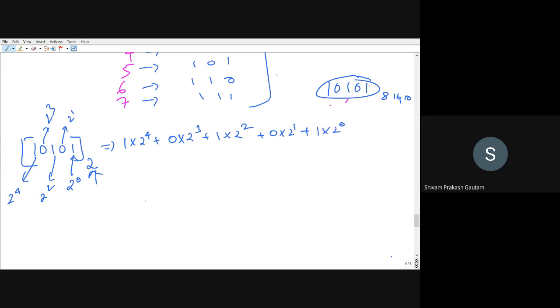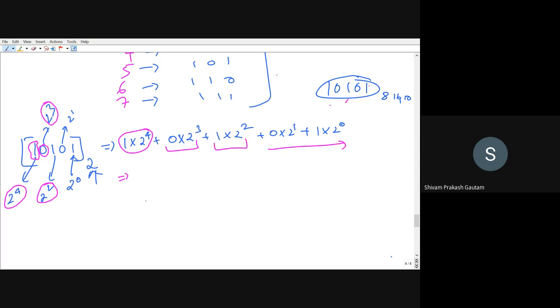So I have bifurcated this binary number. You can see this is the most significant digit, and it has to be multiplied by 2 to the power 4. So it has been done here. This is the second digit 0, which has to be multiplied by 2 to the power 3. You can see this has been done here. This is 1, which has to be multiplied by 2 to the power 2. It has been done here. Similarly, you can find the rest. And if you want to convert into a decimal number, you have to calculate it.